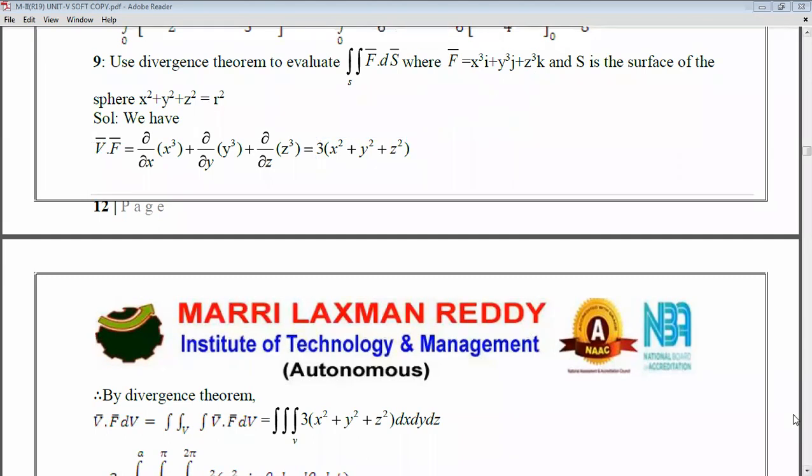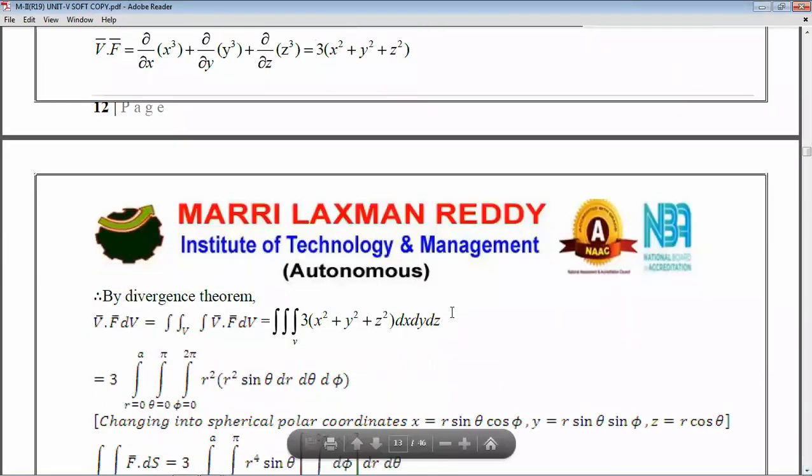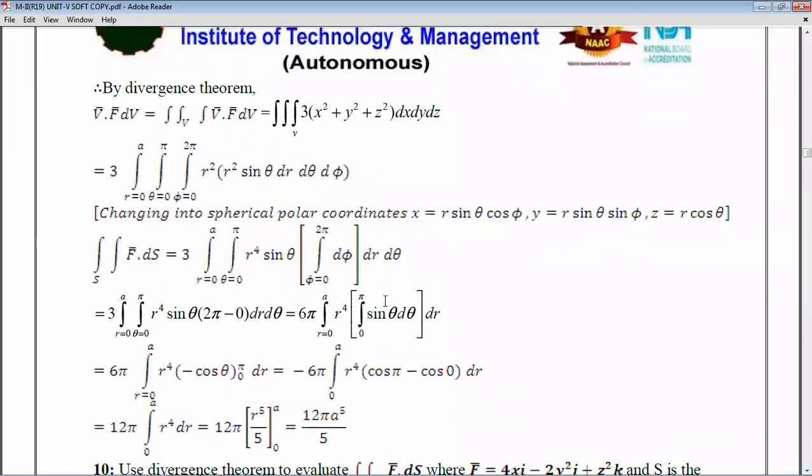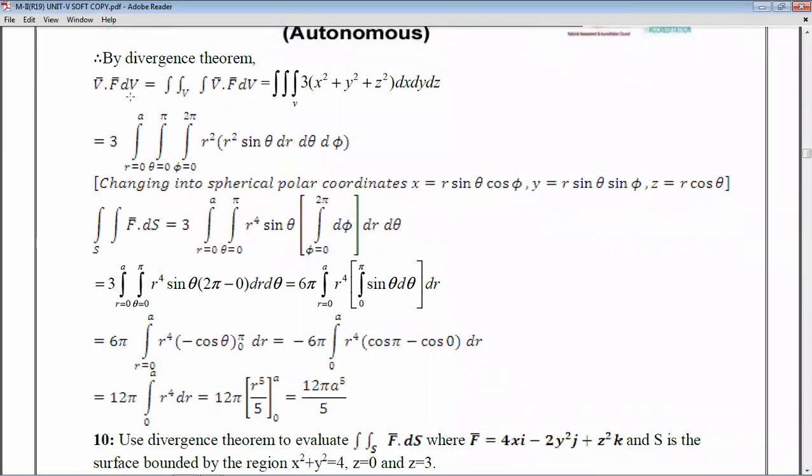Now we need to apply the divergence theorem, right? By the divergence theorem, here it is the integral of divergence f bar dV. So here it is 3 into x square plus y square plus z square dx dy dz. And then x square plus y square plus z square is equal to r square.